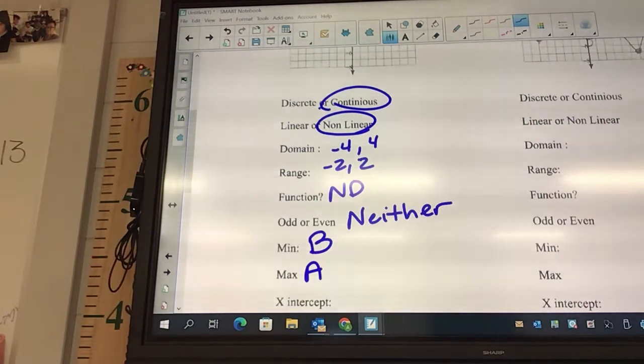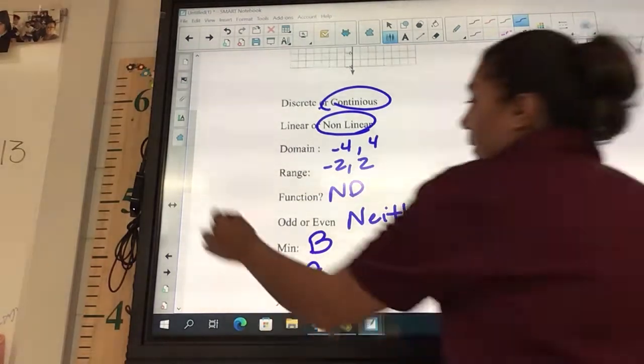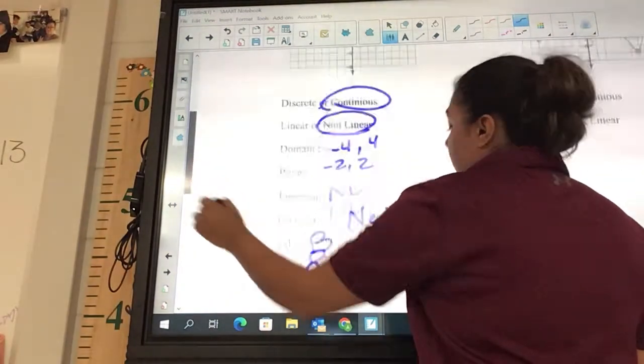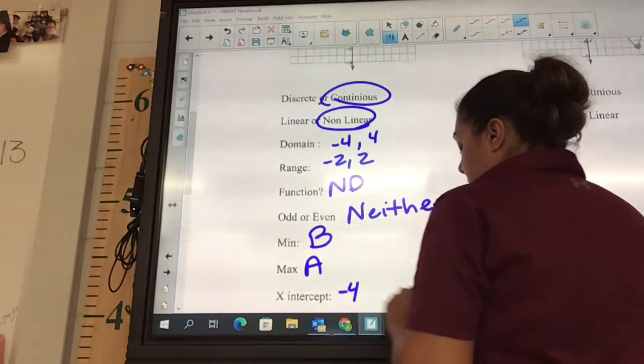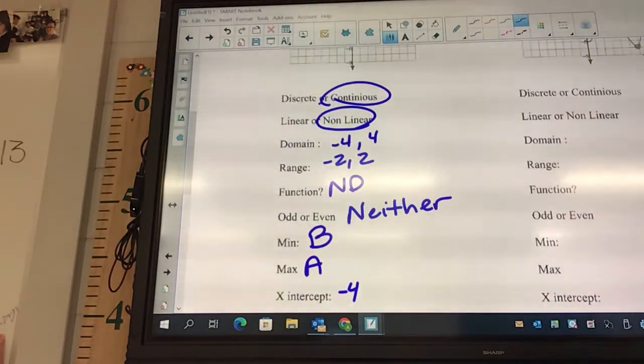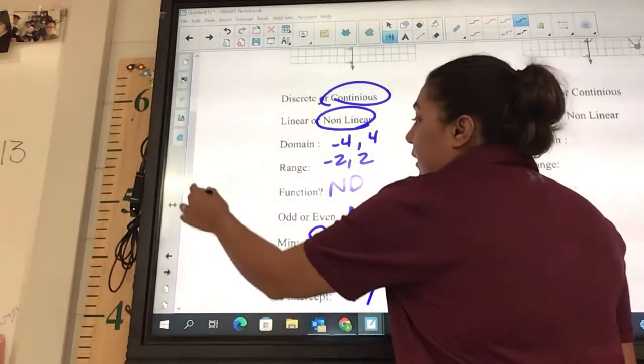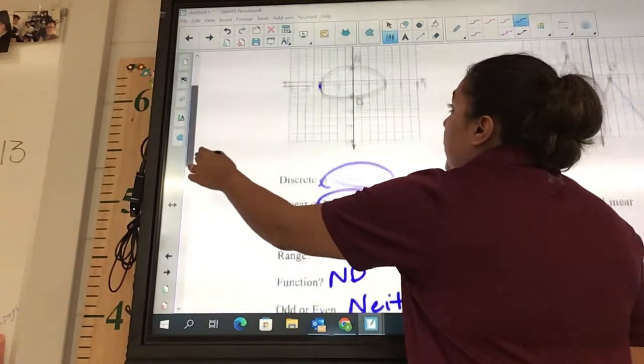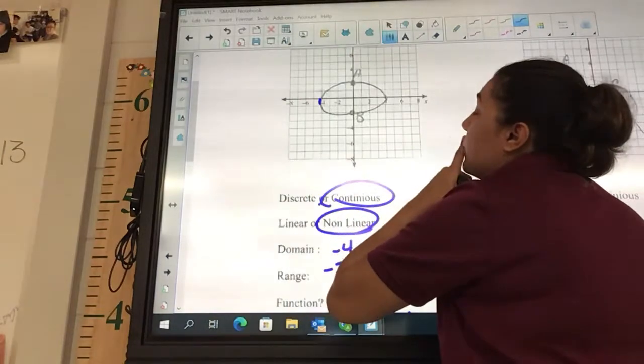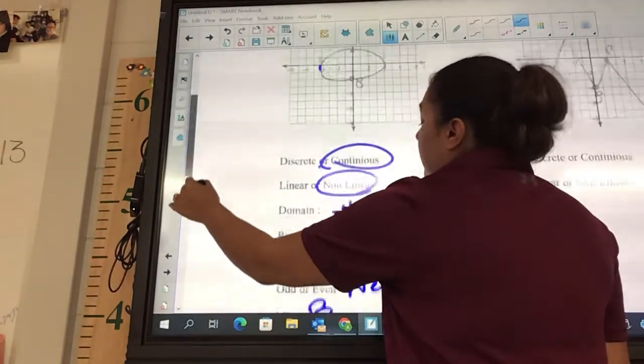Okay, x-intercept. -4. What else? And 4. We look at that x line and say, where does it touch the x line? Same thing, y-intercept. Where does it touch the y line? -2 and 2.